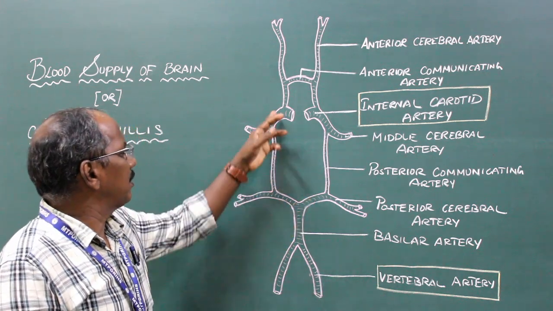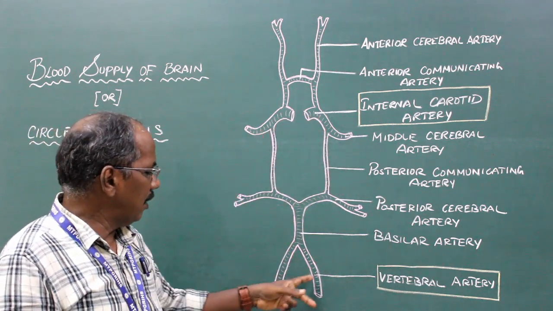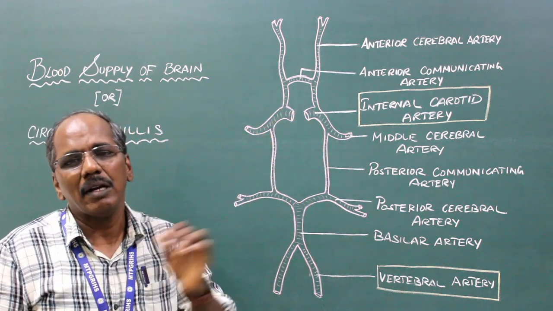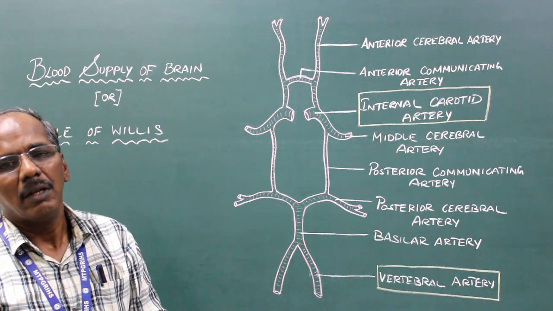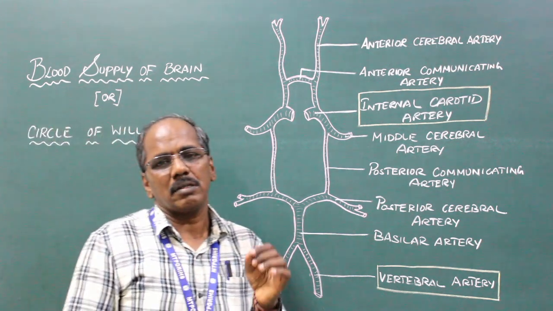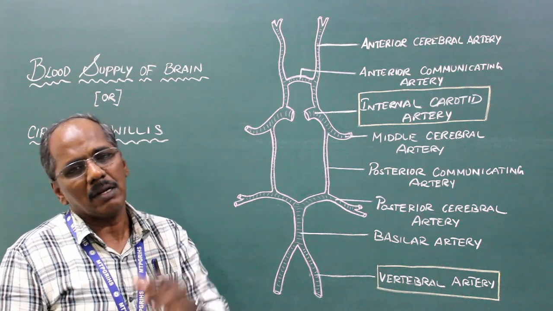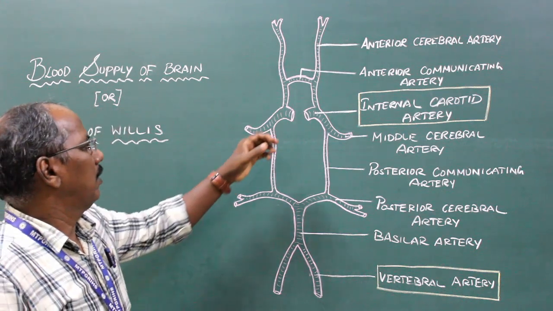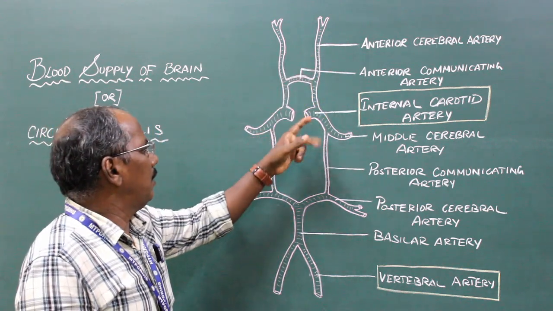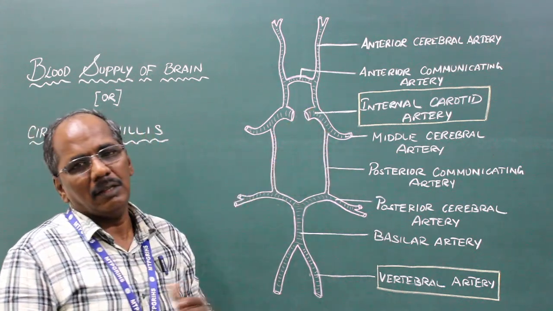The branches arising from the internal carotid arteries and the vertebral arteries join to form an arterial circle known as the circle of Willis or circulus arteriosus. The branches are: number 1, anterior cerebral artery. It's a smaller terminal branch of the internal carotid artery.